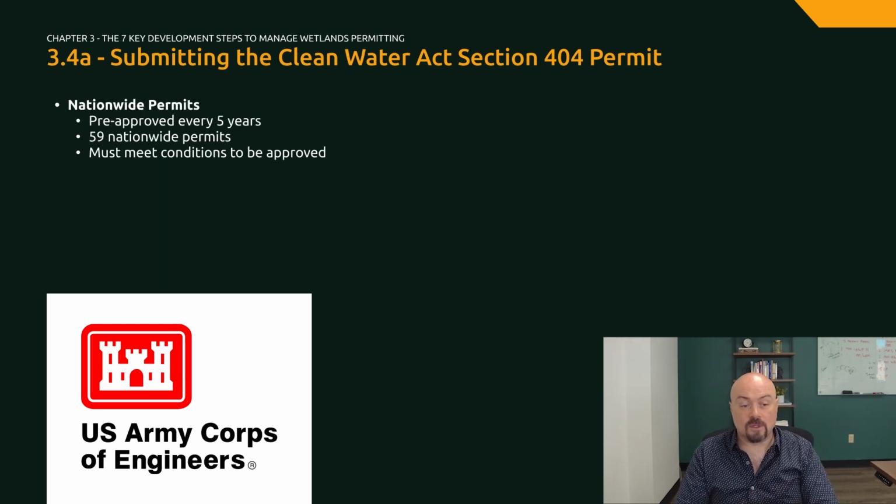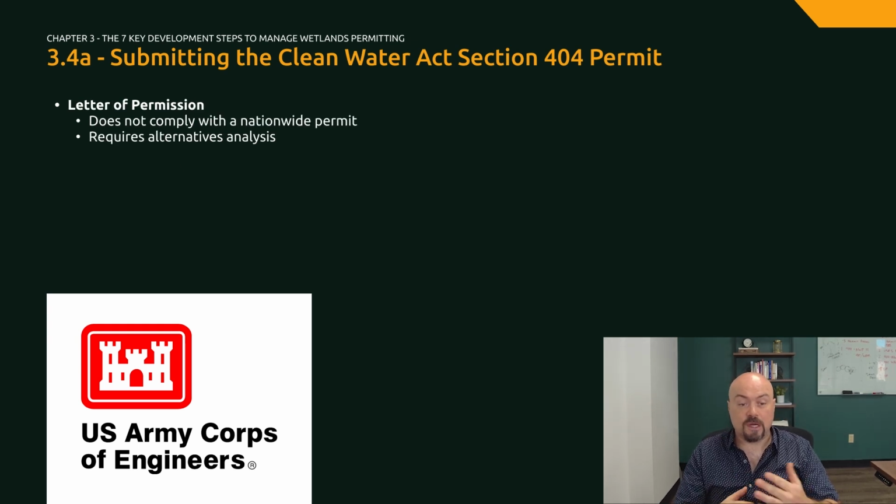Nationwide permits are also pre-approved every 5 years for the purpose of streamlining projects that incur small impacts. There are a total of 59 nationwide permits that cover a variety of project activities, such as residential or commercial development, infrastructure, bank stabilization, dredging, restoration, and more. However, your project must meet the conditions of the specific nationwide permit to be approved.